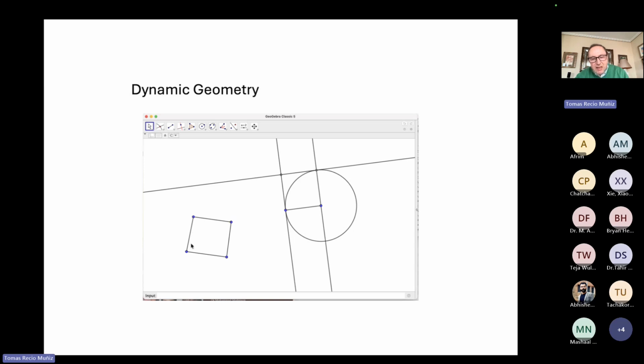We have 4 points. We make the segments. And this is not a dynamic geometry construction. This is just 4 points and 4 segments. What is a real dynamic geometry construction is to take 2 points, then the segment, then the perpendicular, then the circle. So you need to make a construction so that if you drag one of these points, then the whole figure will keep being a square. So this is dynamic geometry. It's not plotting, it's not design, it is geometry.